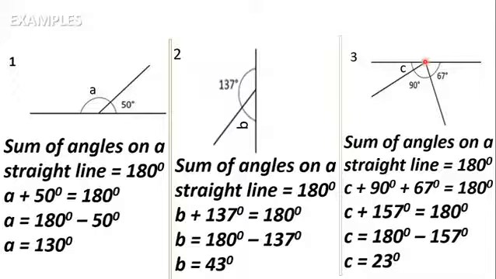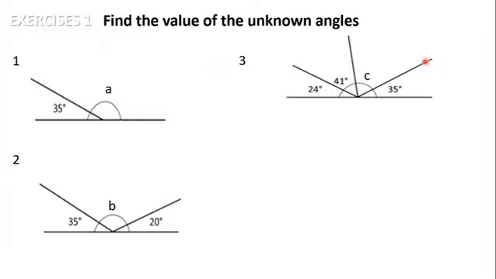Okay, so this would be your exercise. You have exercises 1, 2, and 3. You have to find the value of the unknown angles in the diagrams below. Okay, 1, 2, and 3. I would expect that you do that and send them to the emails. I'll give you the emails at the end of the video. Alright, ensure to do them and send them in at the right time.